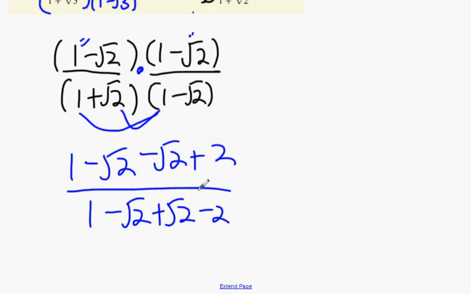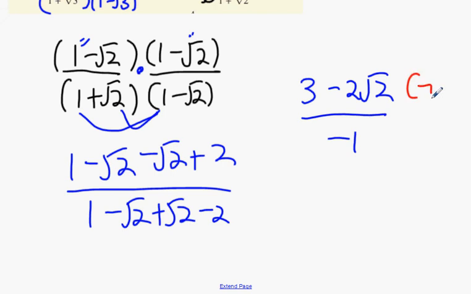So look at this, guys. 1 plus 2, 3. Minus root 2, minus another root 2, 2 root 2. 1 minus 2, minus 1. What can I do when I have a minus 1 on the bottom? Multiply top and bottom by minus 1. That corrects that into a 1 on the bottom.